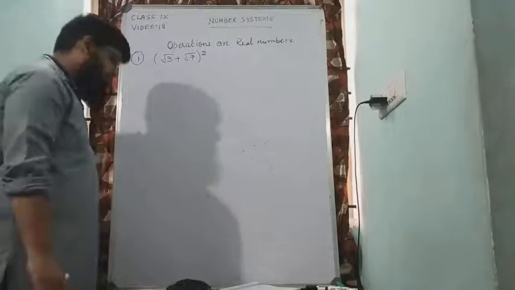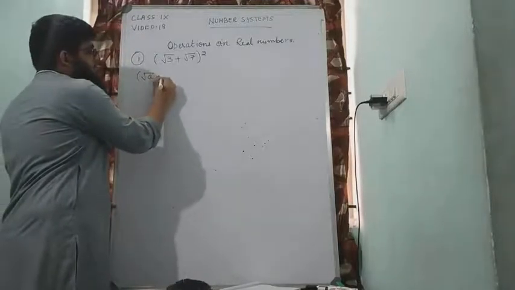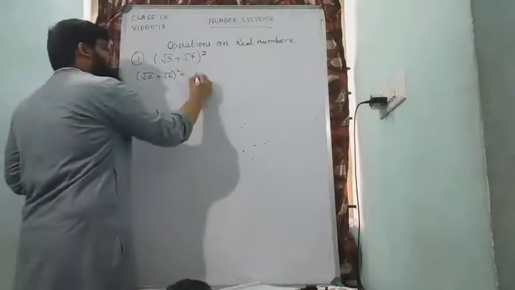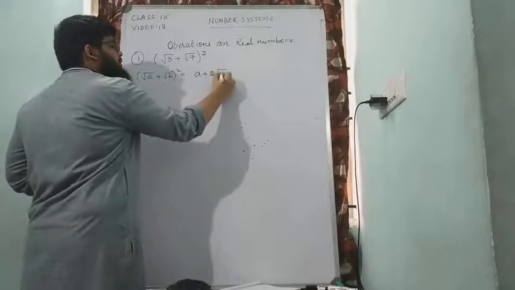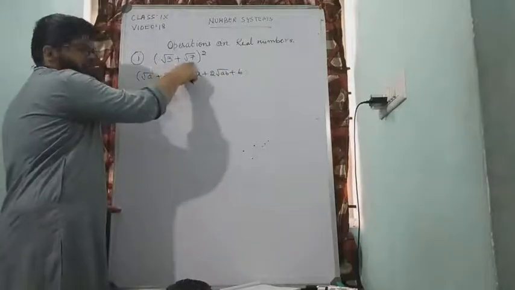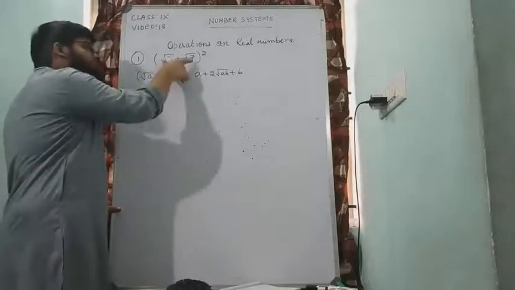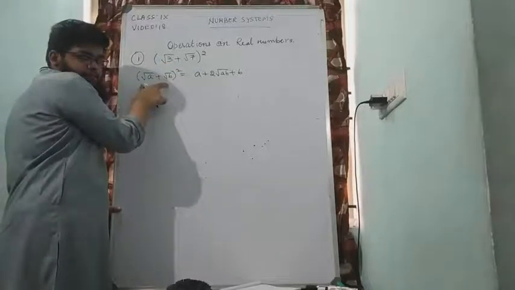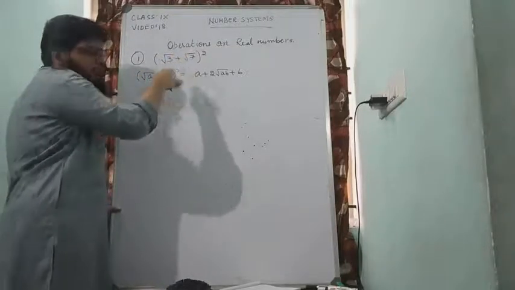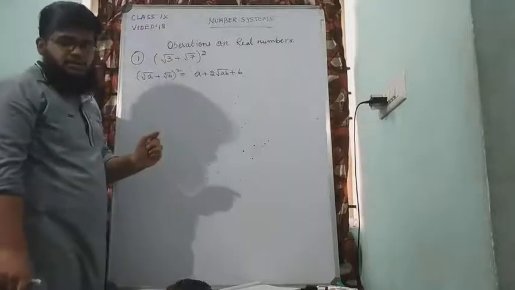So I can make use of the last identity. What was the last identity? (Root a plus root b) whole square, and for that, what was the answer? a plus 2 root ab plus b. You have to look at the question and see, according to the question, which identity can be used. The given question looks like this identity, right? Root 3 is root a, root 7 is root b, whole square. That's why you have to make use of this identity for this question.